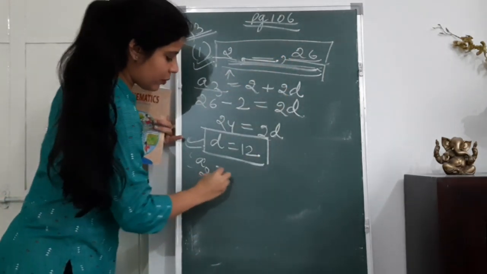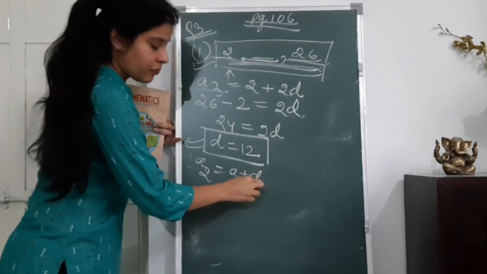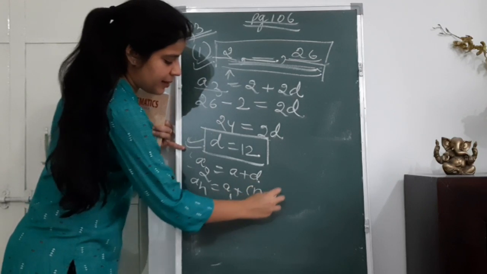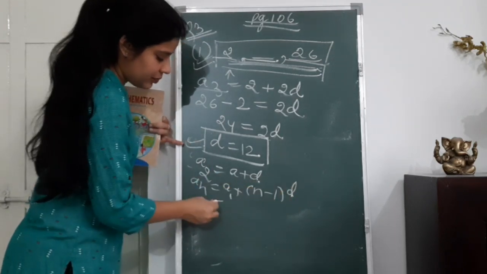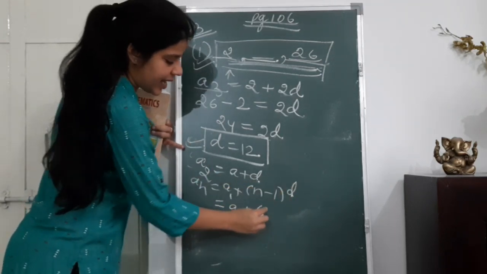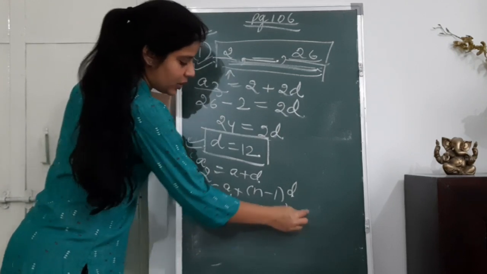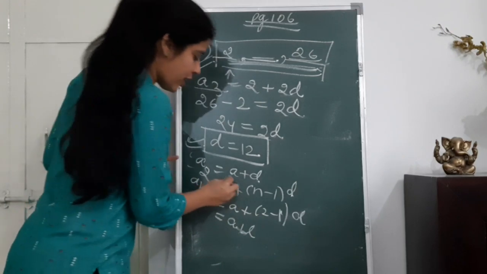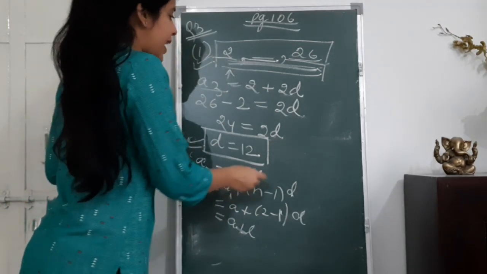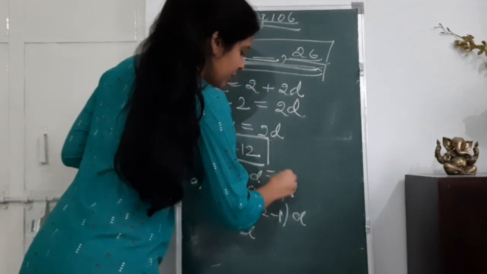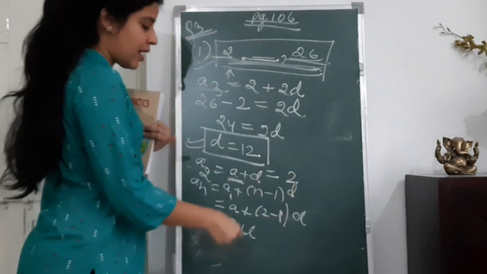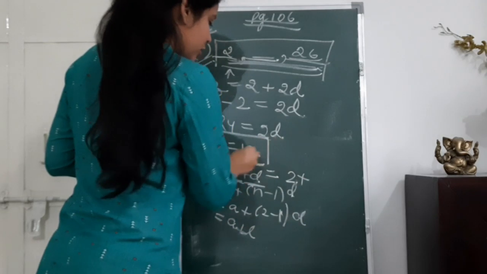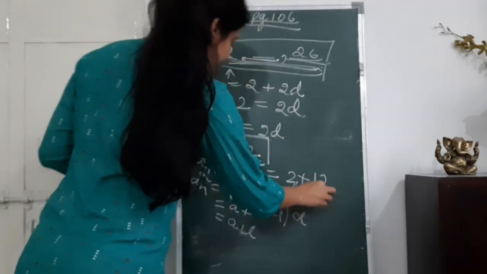a2 will be equal to a plus d. How I found this? an is equal to a1 plus n minus 1 into d. a1 is a, n is 2, minus 1 into d, that is a plus d. Now what is the value of a? A is equal to 2. And what is the value of d? D is equal to 12. So 2 plus 12.